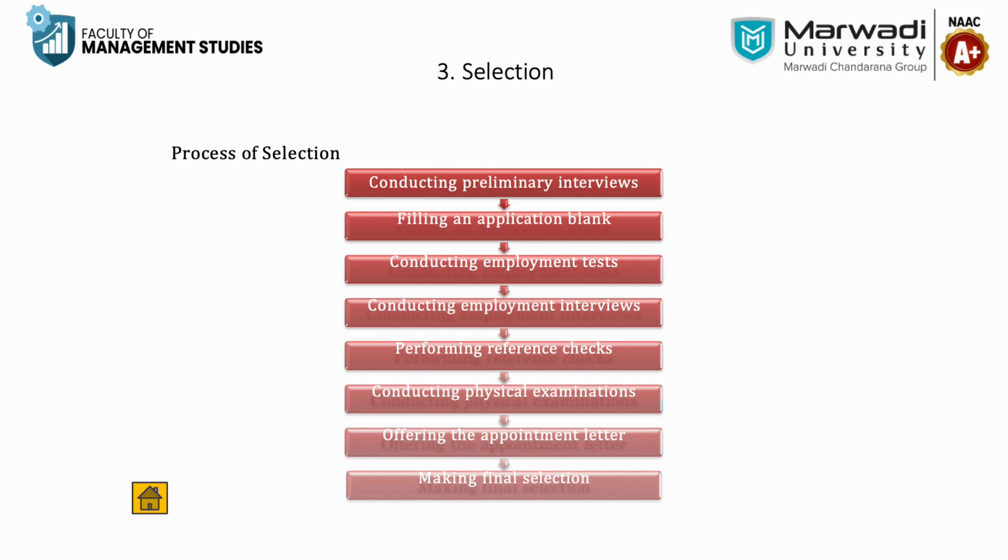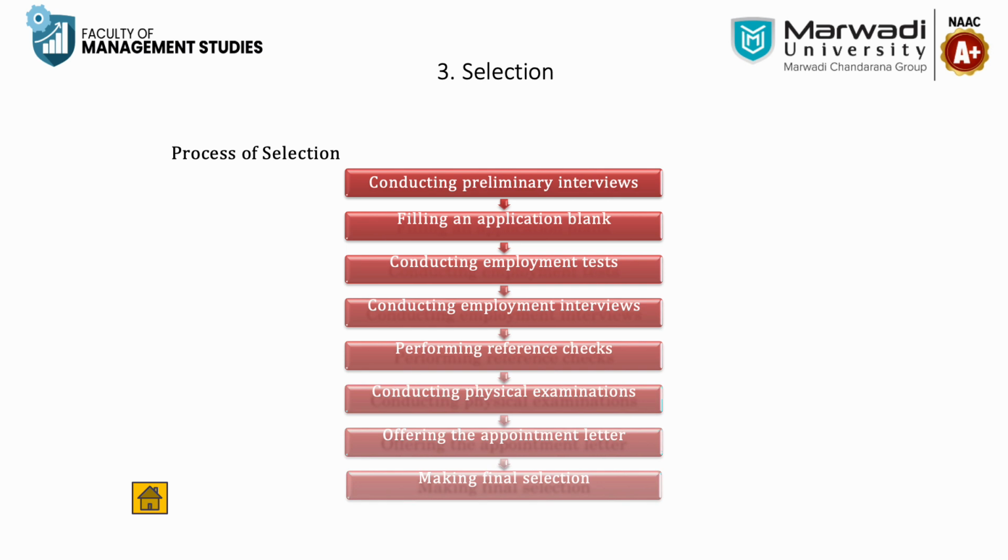See, conducting preliminary interview, that is step number 1. Second one is filling an application blank. Third one is conducting employment test. Fourth one is conducting employment interviews. Fifth one is performing reference checks, conducting physical examination, offering the appointment letter, and making the final selection.